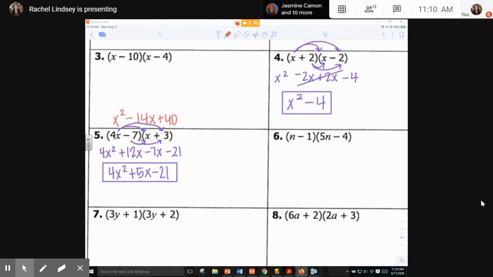Okay, number 6 was n times 5n. 5n squared. Yep. N times negative 4. Negative 4n. Because positive times negative gives you negative. Negative 1 times 5n. Negative 5n. And what's negative 1 times negative 4? Positive 4. Then we'll combine like terms, get 5n squared. Negative 4n minus 5n. Negative 9n. And then plus 4.